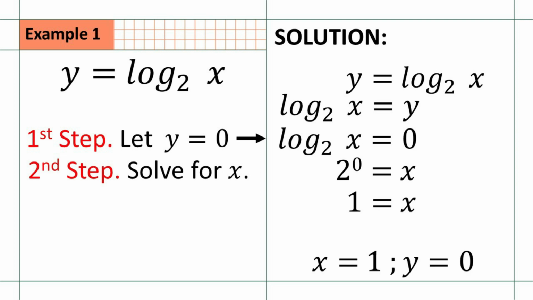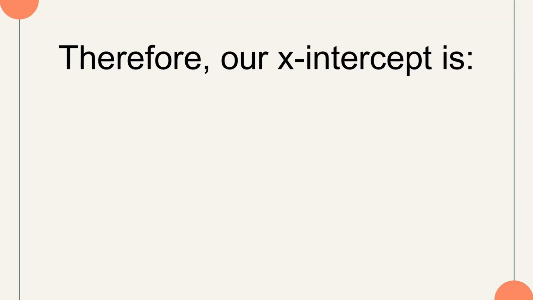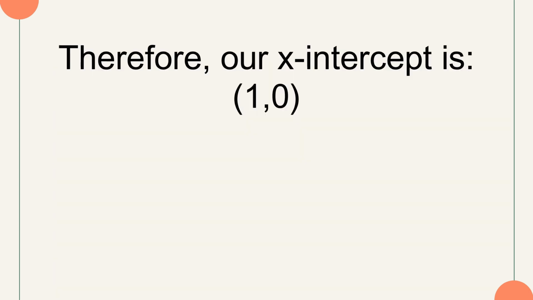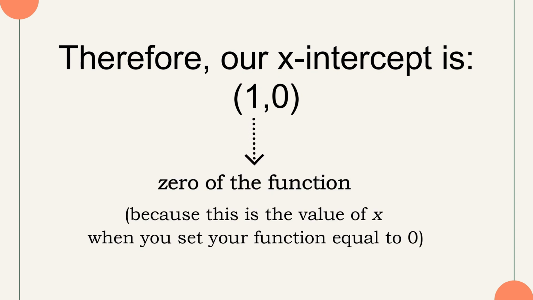Our x is 1 and our y is 0. Therefore, our x-intercept is (1, 0). This means that the graph will cross the x-axis at (1, 0). 1 here is also called the zero of the function because this is the value of x when you set your function equal to 0.